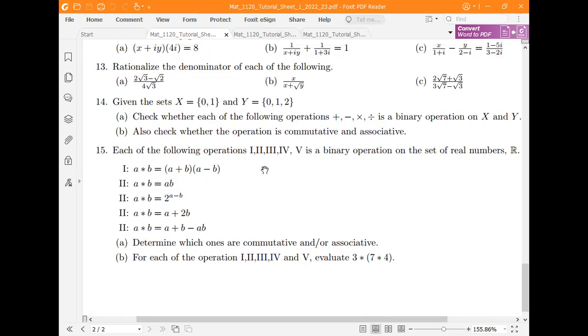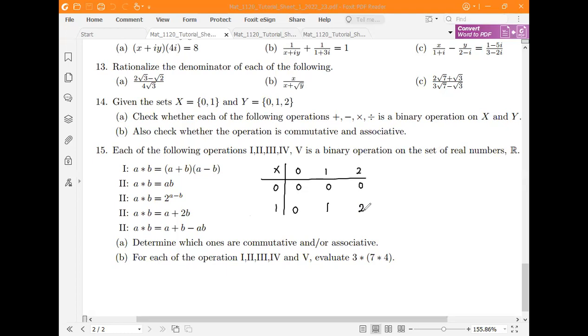So you put the multiplication here, and then get y 0, 1, 2, get x 0, 1. Then you start multiplying. So 0 times 0, you get 0. 0 times 1, 0 times 2, 0. 1 times 0, 0. Then 1 times 1 is 1. 1 times 2 is 2.